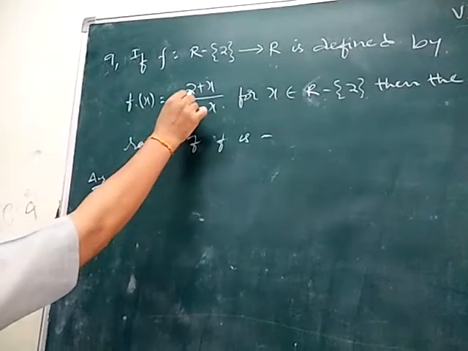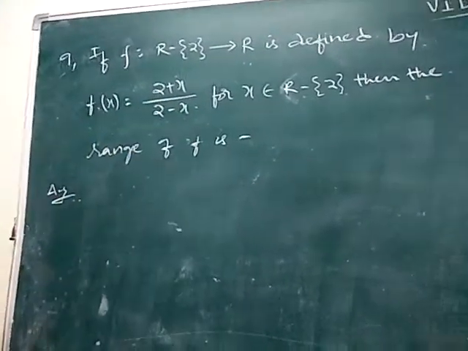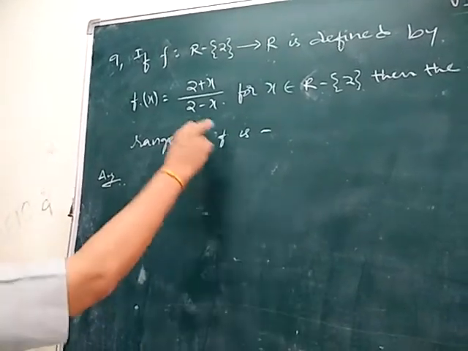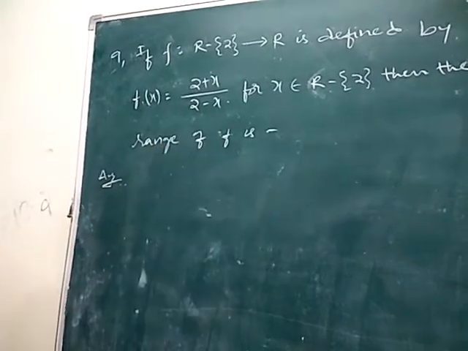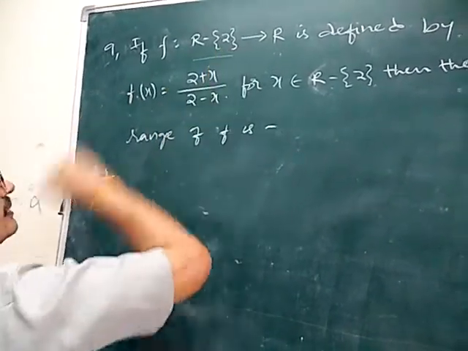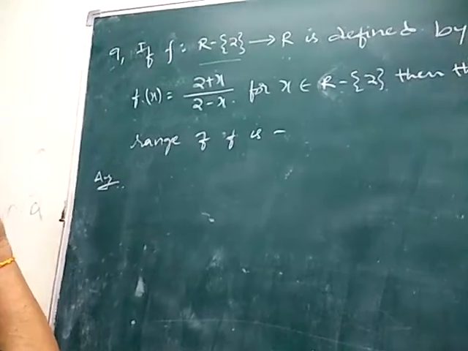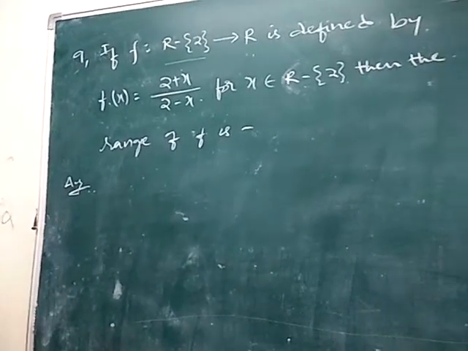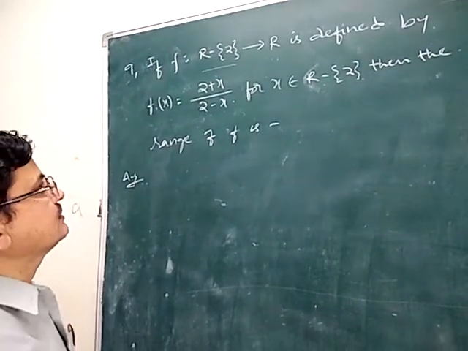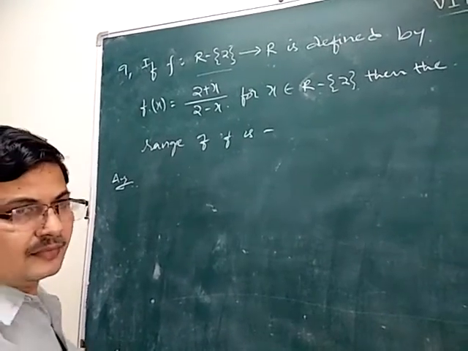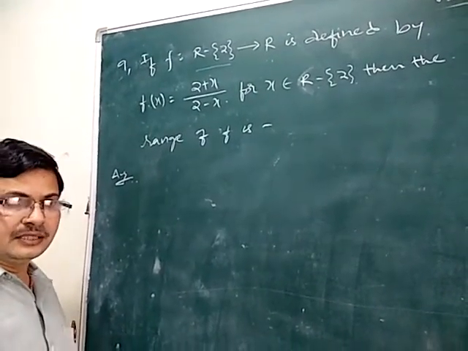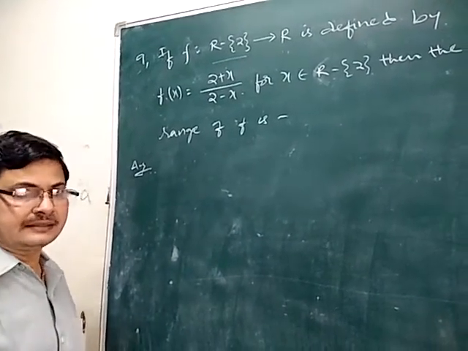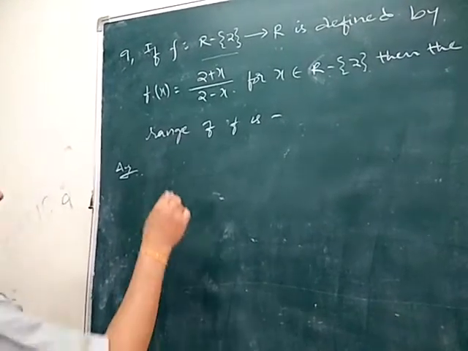Given function is f of x is equal to 2 plus x by 2 minus x. This is the given function. Then find its range. Here we know the domain of this function is R minus 2. It is correct. So that's why we find the range of f. How to find the range of f in this case? In this type of problems, we find f inverse, then find the domain of f inverse. Domain of f inverse is the range of f of x. So that's why we find f inverse.